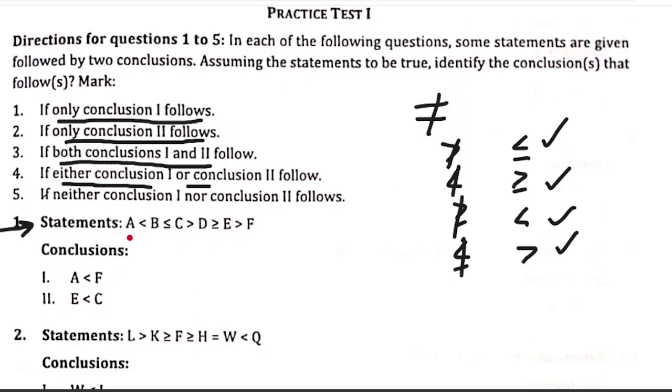Now the question number one statement says A is less than B, B is less than or equal to C, C is greater than D, D is greater than or equal to E, E is greater than F. The conclusion which I have to find out, the first says A less than F. Now A is here, F is here. If I follow the chain, A less than B, B less than or equal to C, and C is greater than D.